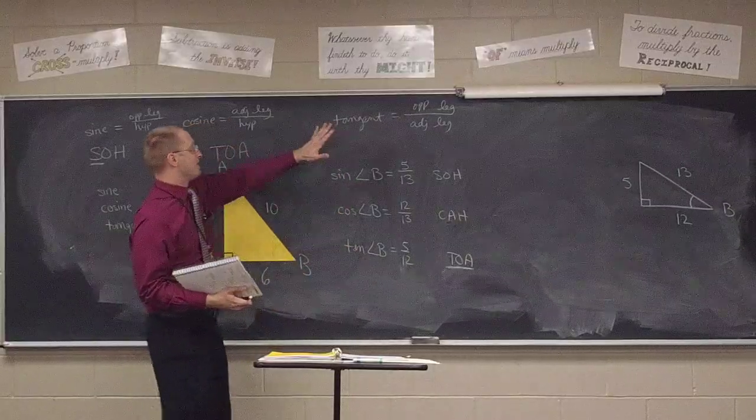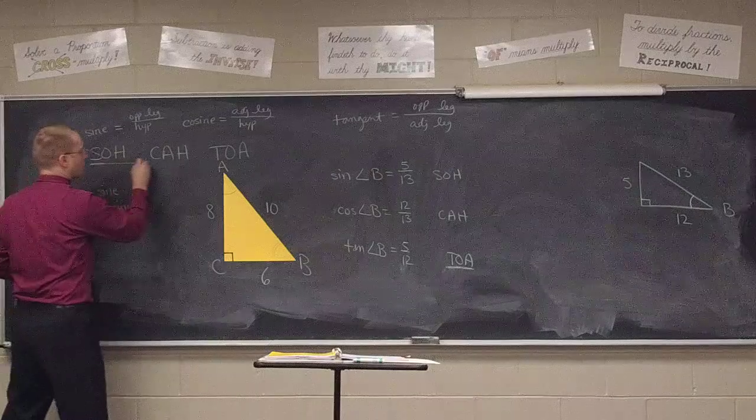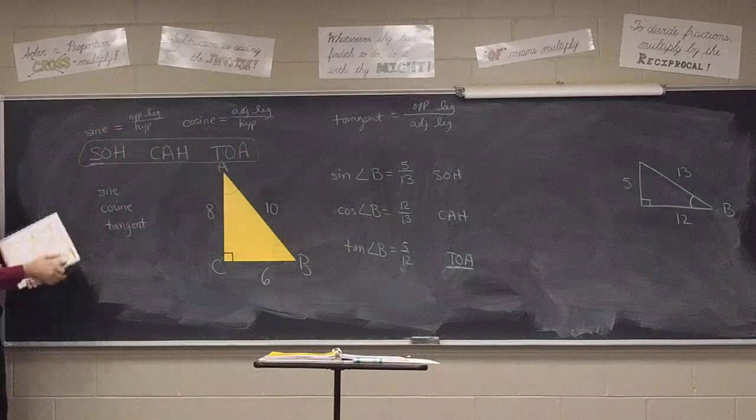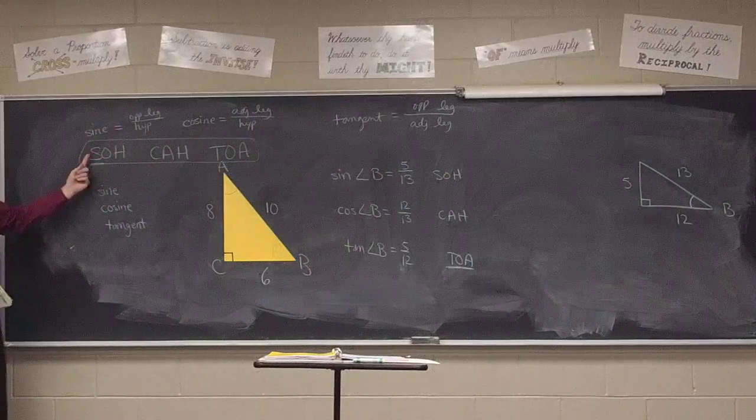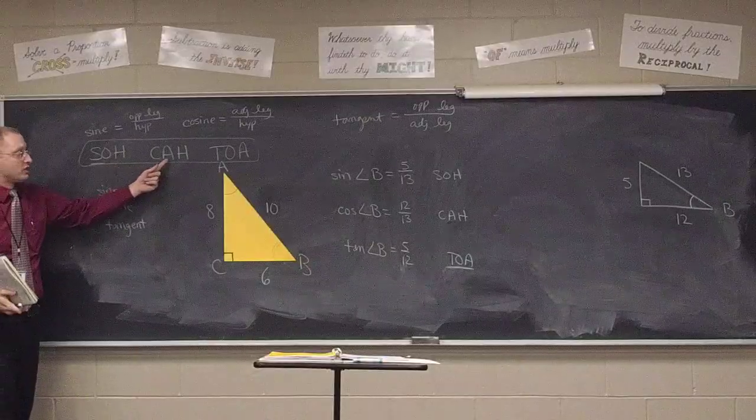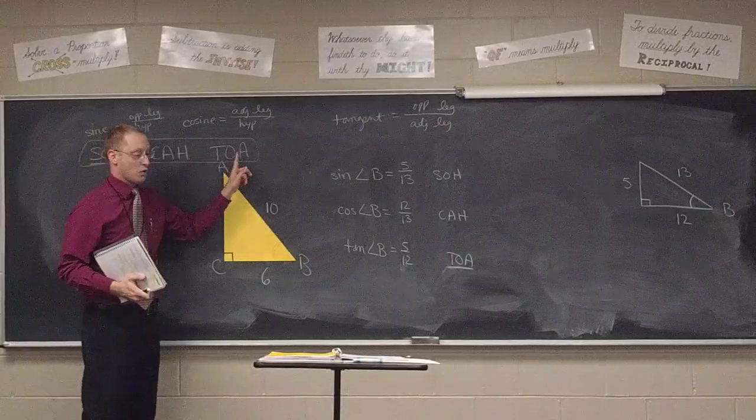Again, the way I memorize these is I just remember these letters. SOHCAHTOA. And as long as you can spell it correctly, you'll remember that sine is opposite over hypotenuse, cosine is adjacent over hypotenuse, and tangent is opposite over adjacent.